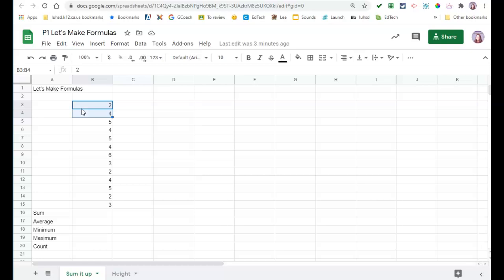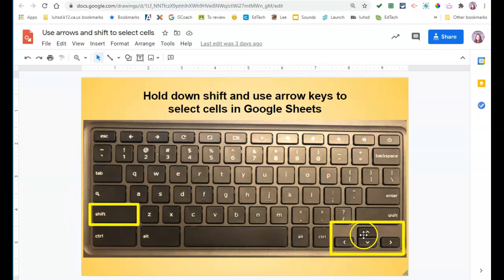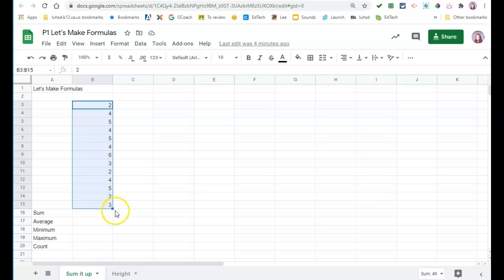I'm holding down the Shift key and using the arrows, arrowing down so they're all selected. Once they're selected, in the bottom right corner you should see this little box down here that says sum is 49. That means if I sum all those numbers up, the answer is 49.